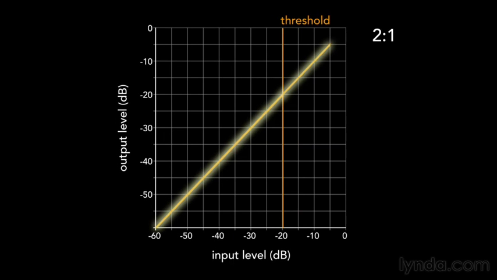If the input level is increased even more to -5, the output level would be -12.5. Why? Because the input signal is 15 dBs over the threshold, and half of that is 7.5. Add the 7.5 to the -20 dBFS threshold value to get -12.5. A ratio of 2:1 is considered light compression.